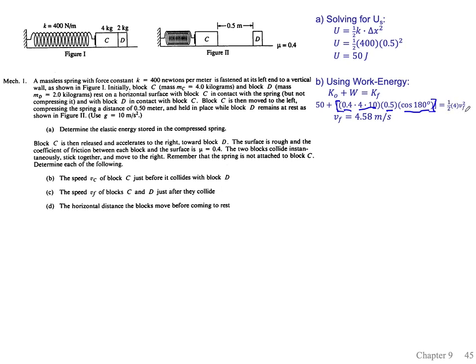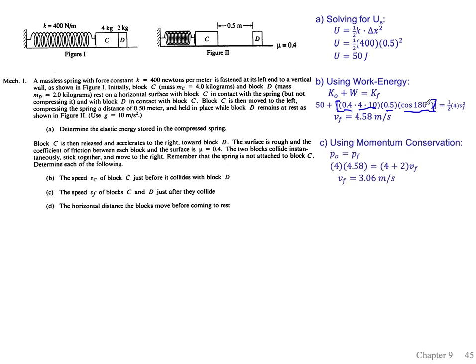So 1/2 times 4 times v final squared. And we get the final velocity of block C after it's lost some energy due to friction sliding across that rough surface. C, find the velocity of the two blocks just after they collide and stick together.